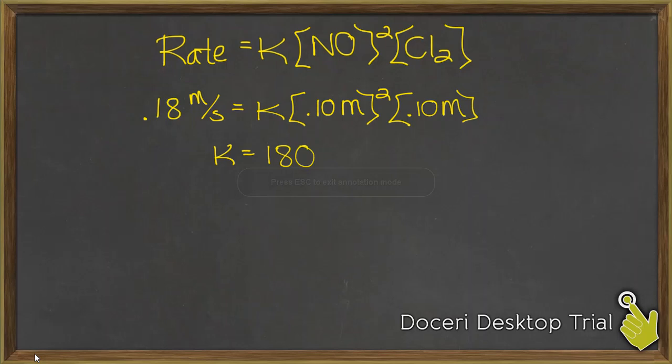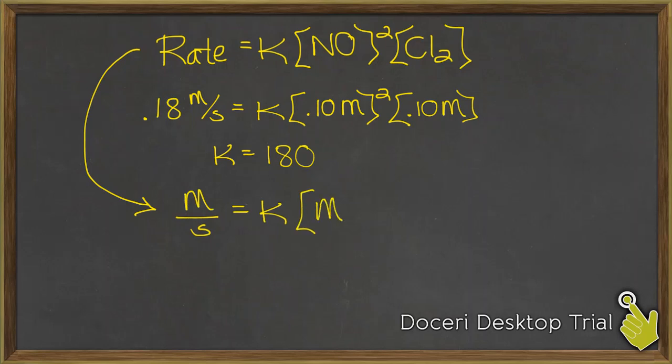I'm going to take this rate law and bring it down here. Instead of plugging in values, I'm going to write the units that go for each entity within that rate law. For example, rate is in units of molarity per second. I don't know what the units are for K, so I'm going to leave that as a variable. Brackets mean molarity, and this molarity is squared, and this molarity is just to the first power.